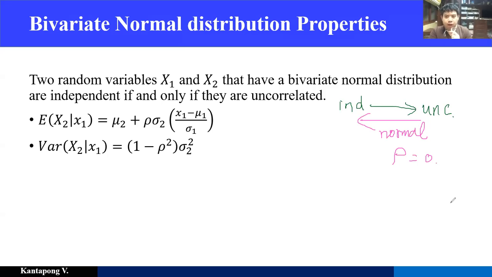Look at the formula. It is easy to separate these 2 or 3 terms into multiplication of each term. So for the normal only, this is a very special case. If uncorrelated, it implies independence.